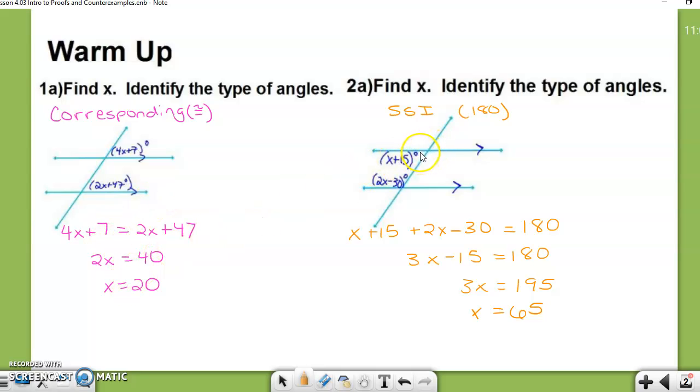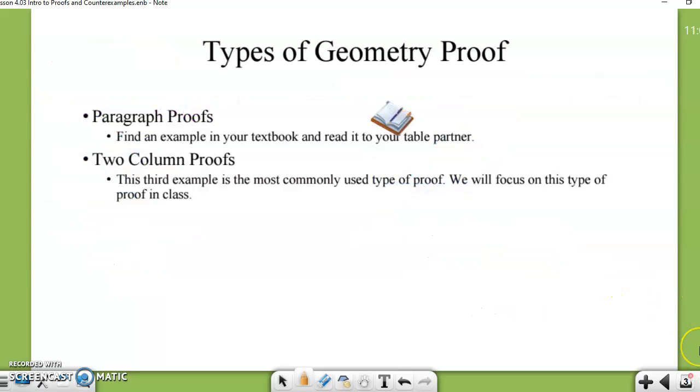On number 2, I have same side of the transversal, and they're interior, inside the parallel lines. So they are same side interiors, and they are supplementary. They add together to equal 180. You solve for x equals 65.